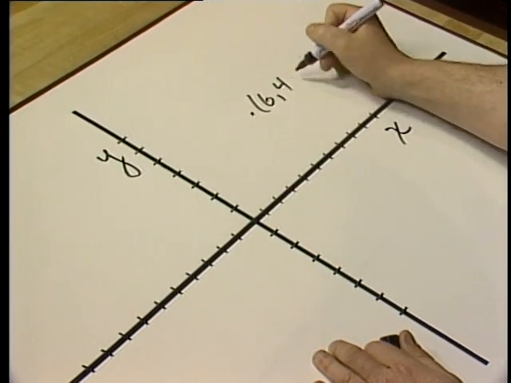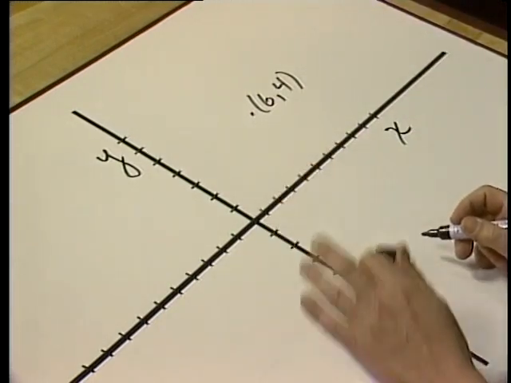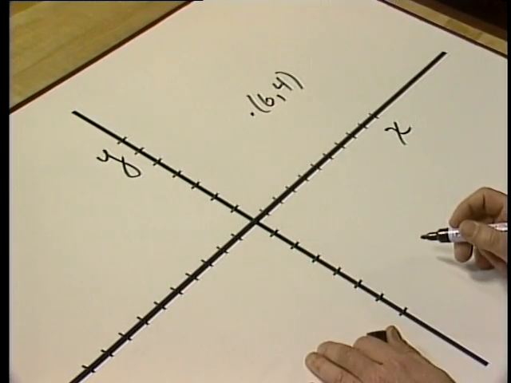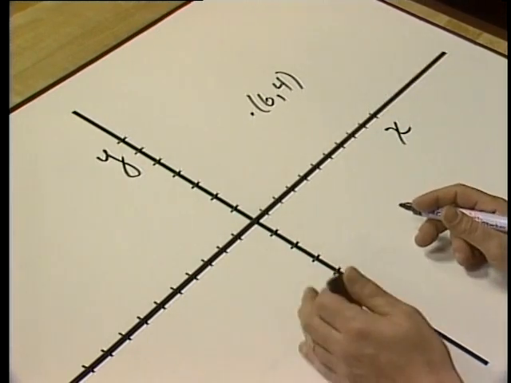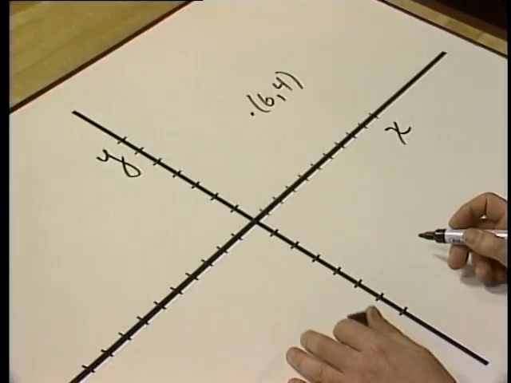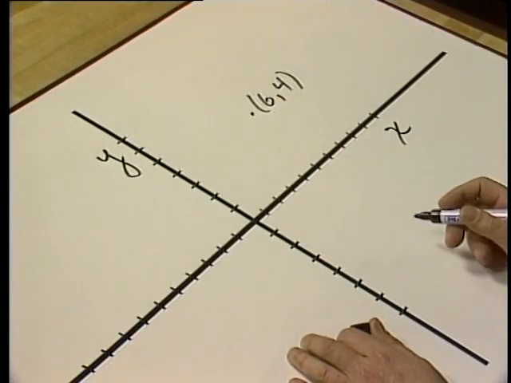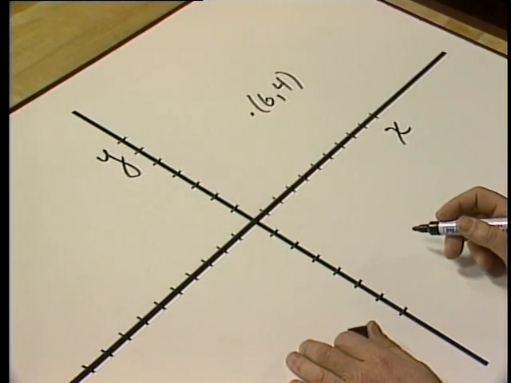6, 4. Again, by tradition, we indicate points in the plane by putting the x value first, then the y value, and enclosing them in parentheses like this. This is called an ordered pair because the order in which the numbers are written is important. The ordered pair (6, 4), for instance, represents this point, where x is 6 and y is 4.